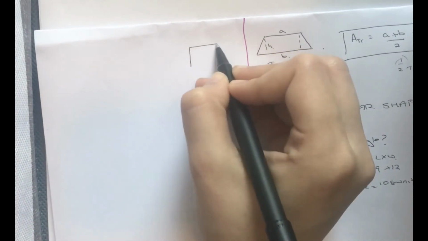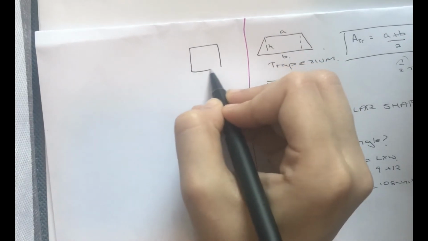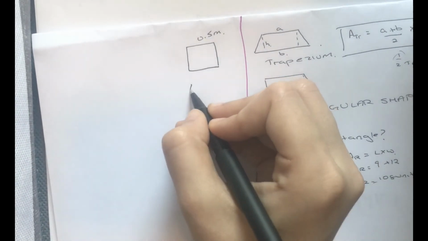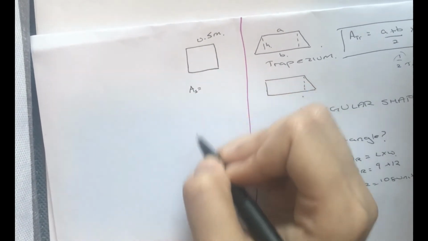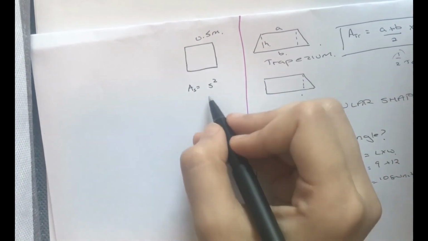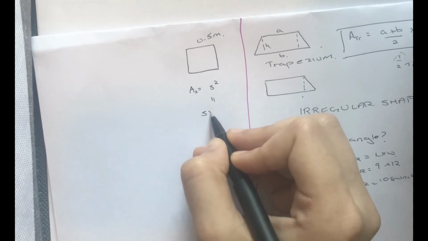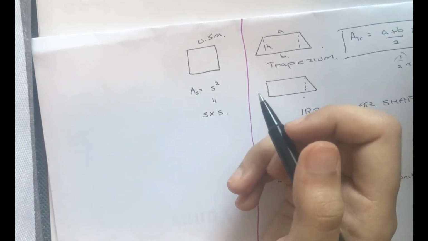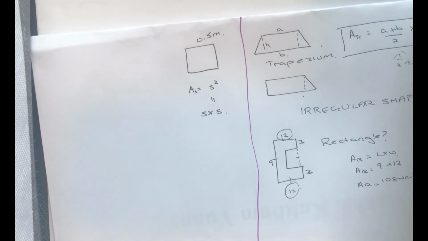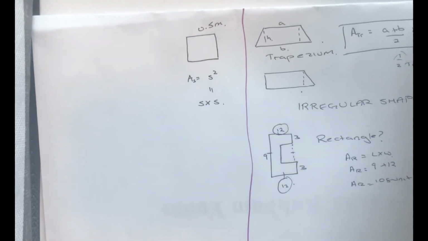This is a square with side 0.5 meter. To find the area of the square, we know the area of a square is side squared, that is side times side. Remember squares and square roots. It's easy. If you haven't watched my video, please do go watch it on my channel. It's really helpful, and after that you will easily be able to solve questions like this.